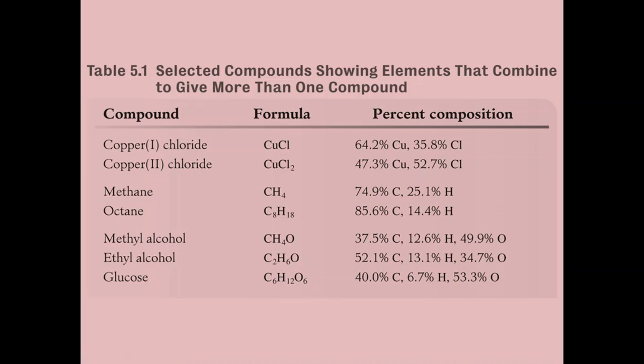These are just some other examples of different compounds containing the same two elements, such as copper(I) chloride and copper(II) chloride. These are their percentages. They're different, even though they're made up of the same two elements. Methane and octane, methyl alcohol, ethyl alcohol, and glucose all contain the same elements, but their percentages will be different.